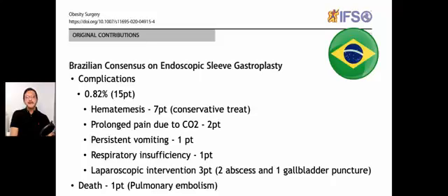So in terms of complications, less than 1%, most of them bleeding with conservative treatment, prolonged pain due to CO2, one persistent vomiting, one respiratory insufficiency, and very important, 3 laparoscopic interventions, 2 for abscess, 1 for gallbladder puncture and suture. And this is the very first time that a death is reported, in a high-risk patient that developed pulmonary embolism, and there was the surgery that indicated that for the treatment.